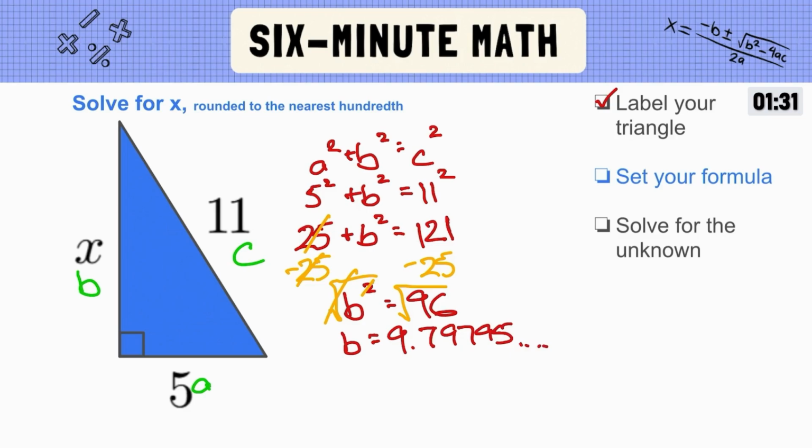9.79795. And then I'm solving for x rounded to the nearest hundredth. So x is going to be equal to 9.80.